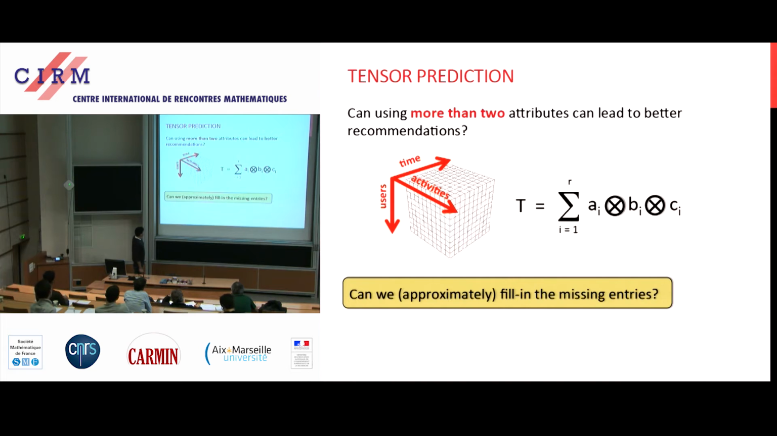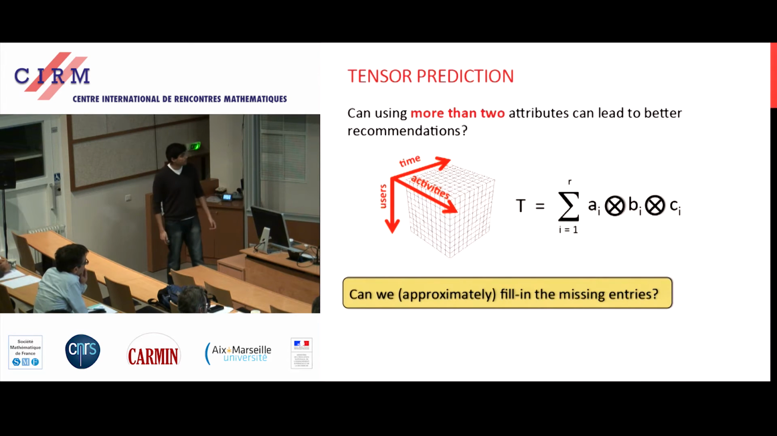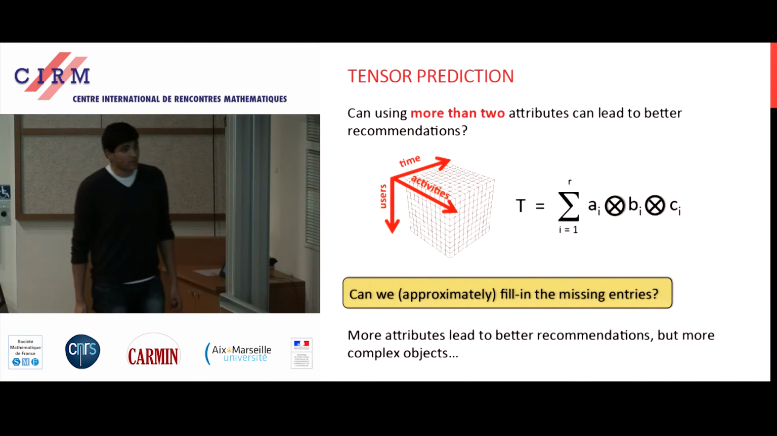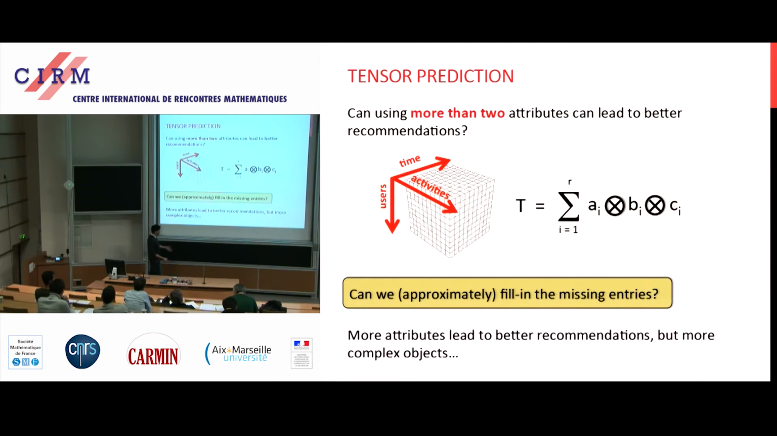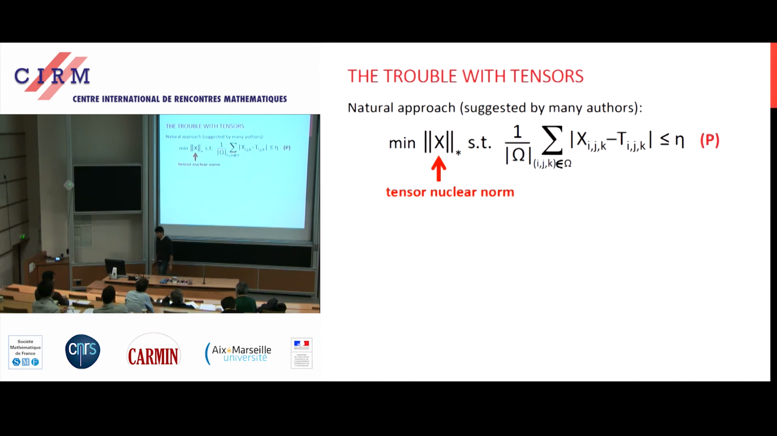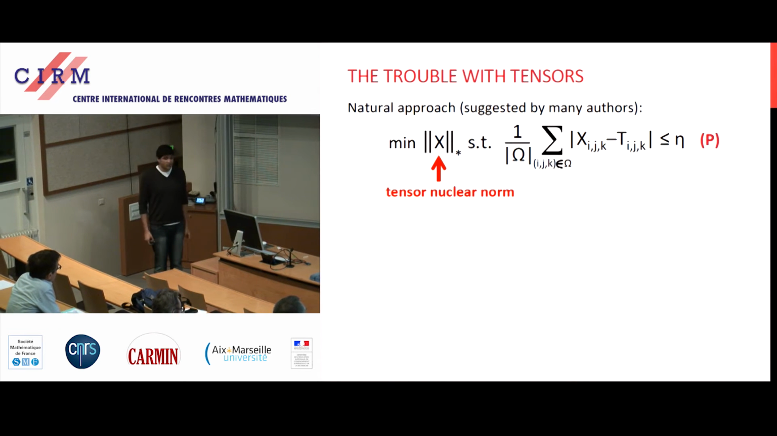So the basic idea is, we can ask the same question, right? We have a structured object which we're getting passive linear observations from. Can we approximately fill in the missing entries given few observations? In general for learning problems, more attributes lead to better recommendations and better predictions, but fundamentally more complex objects. So as soon as you venture out into the jungle, you're more likely to get into computational impediments, which is what's going to happen here. But there'll be something interesting. So I've already told you about some of the troubles with tensors. There's another trouble.